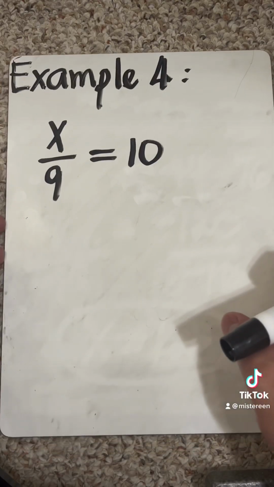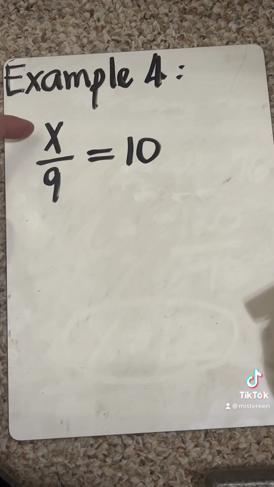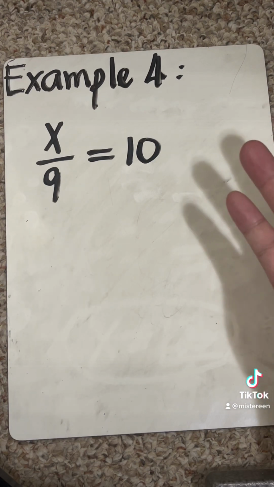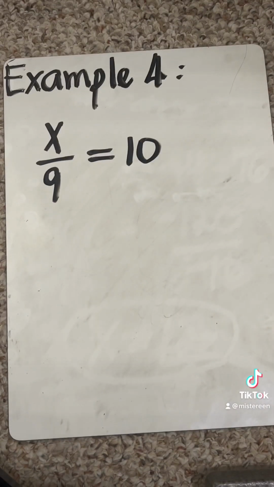Now we are down to our last example. So we have x over 9 equals 10. We still follow the steps. Step 1 is parentheses, but we don't have parentheses, so we just skip step 1. Step 2 is gather the variables on the left side. As you can see, the variable is already on the left. And then gather the constant term on the right side.